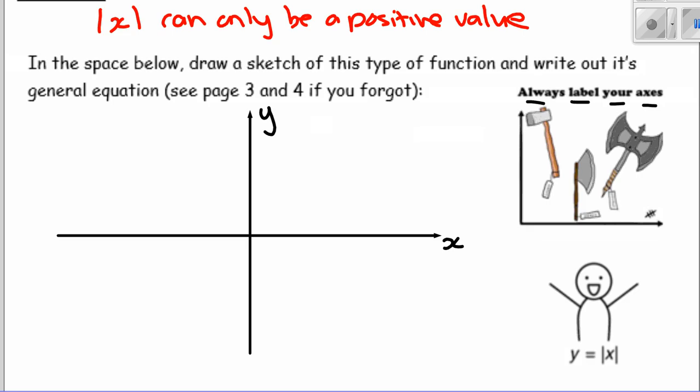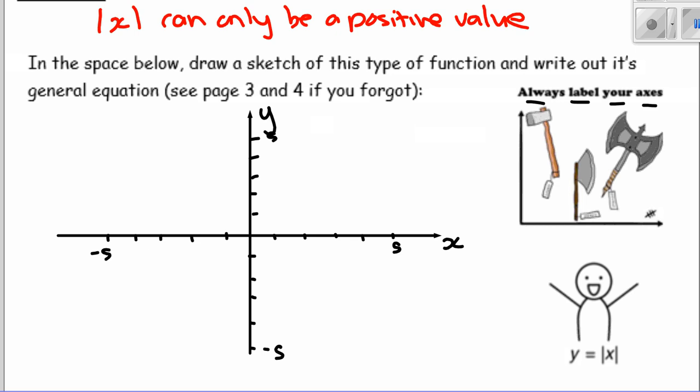So let's mark a few little bits on the axes. 1, 2, 3, 4, 5. Negative 1, negative 2, negative 3, negative 4, negative 5, and the same for the y-axis. Cool. And then now let's plot some points.